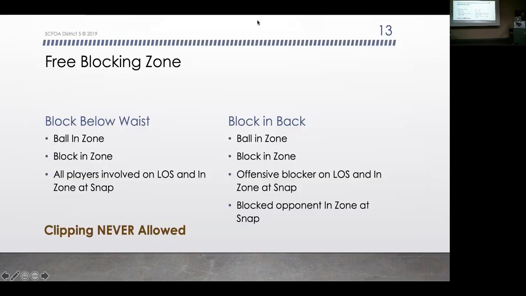Free blocking zone. So, what is allowed? The block below the waist. If the ball is in the zone, the block is in the zone, and all players involved are on the line of scrimmage and in the zone at the snap. And we also allow a block in the back. Again, if the ball is in the zone, the block is in the zone, the offensive blocker is on the line of scrimmage and in the zone at the snap, and the blocked opponent is in the zone at the snap. So, offensive or defensive linemen can block below the waist. Only offensive players can block in the back within the free blocking zone. And again, we never allow flipping.